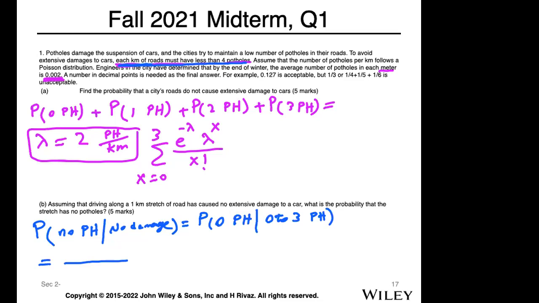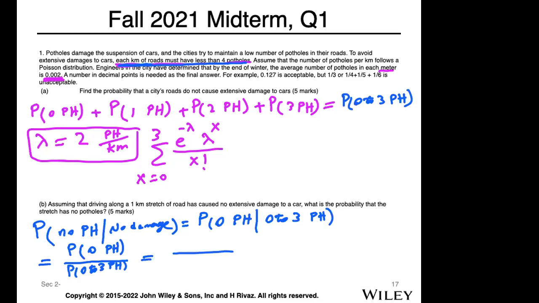Now I use the definition of conditional probability. That's going to be the probability of the intersection of these two. What is the intersection of 0 potholes and 0 to 3 potholes? Just 0 potholes. So that's the probability of 0 potholes, divided by the probability of 0 to 3 potholes. And by the way, what we calculated up here was the probability of 0 to 3 potholes. So we are in business, we just simply plug in.